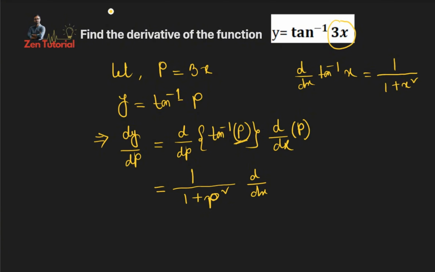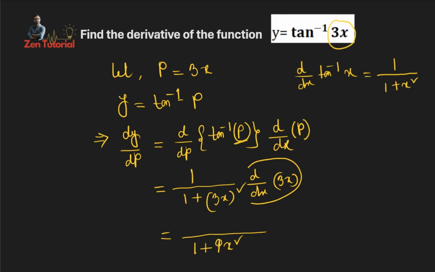What is the value of p? That is actually 3x. And we can plug in here and plug in here. So let's plug in, instead of p, 3x whole square, right? So here we have got 1 over 1 plus 9x square, and if we differentiate this part, dp over dx, we have got only 3. So this is the answer.